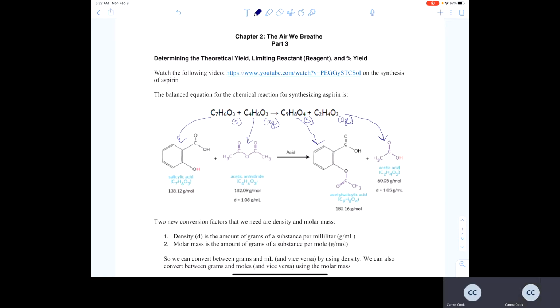And so now we're going to expand on the concepts of limiting reactant and excess reactant by introducing two new terms, theoretical yield and percent yield. So to explain the concepts of theoretical yield and percent yield, and also the process of how to go about determining which reactant is the limiting reactant and which reactant is the excess reactant, we're going to take a look at a specific chemical reaction involving the synthesis of aspirin.